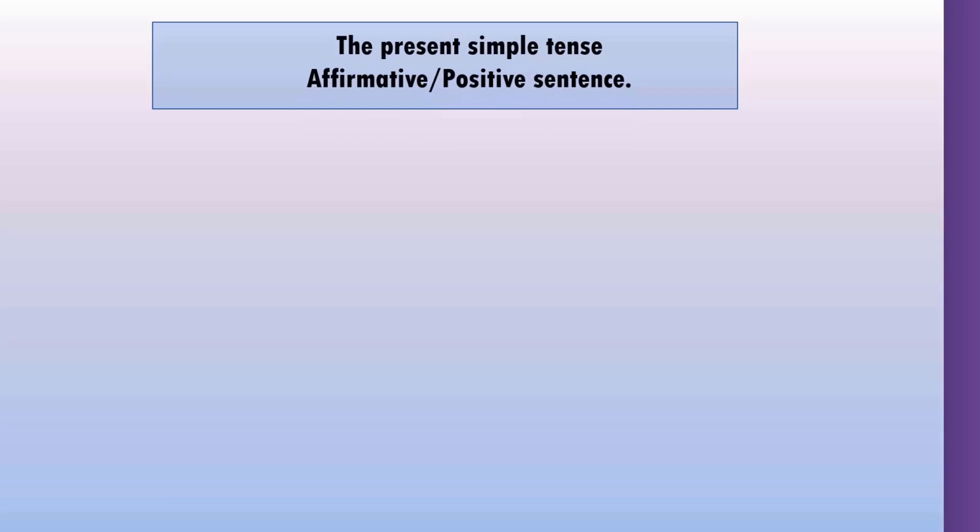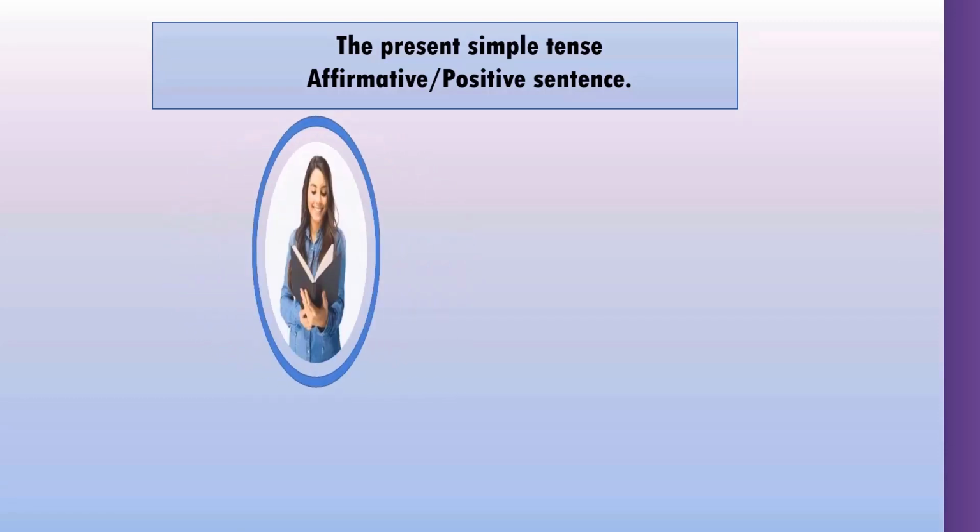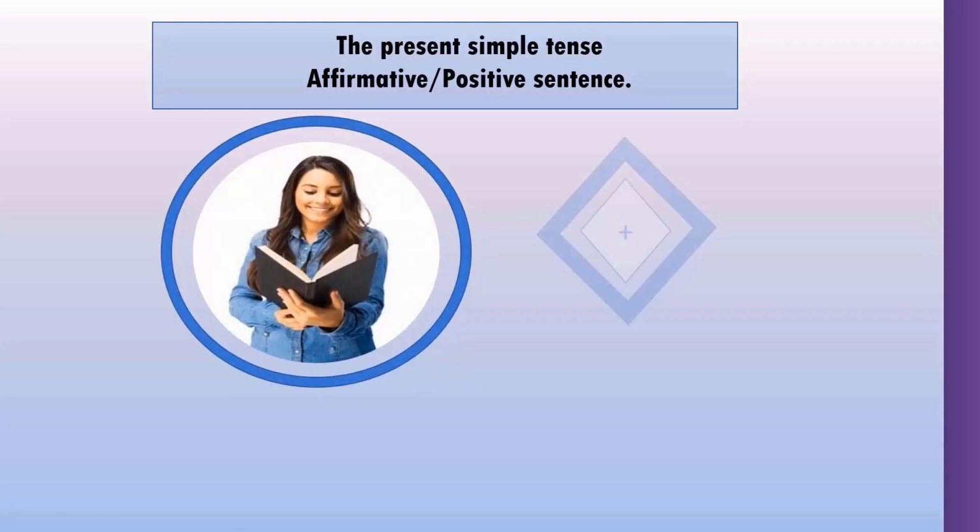So let's now look at writing a positive sentence. Okay, so think about the structure that we've just learnt. Subject, verb, time expression. Have a look at this picture and write a positive sentence for this picture. Pause the video.